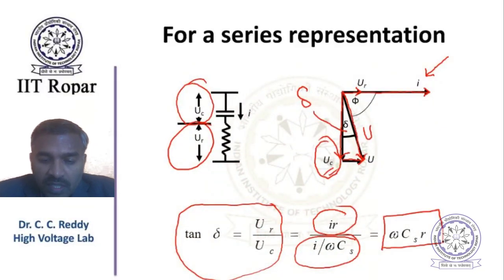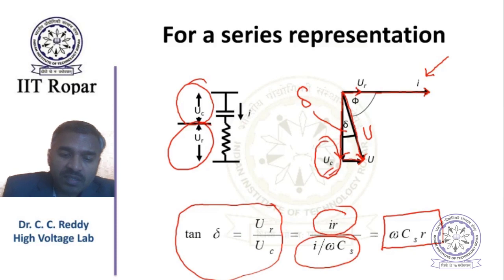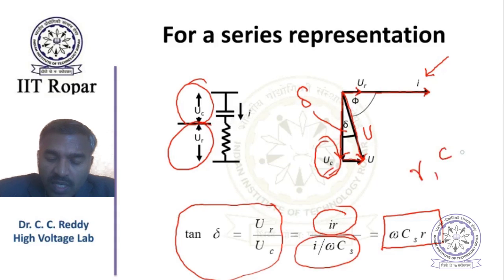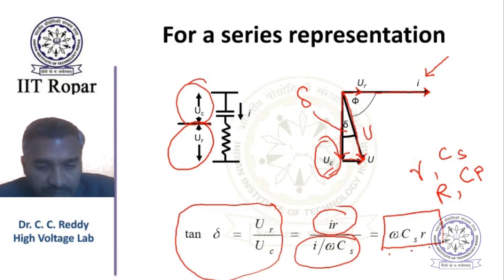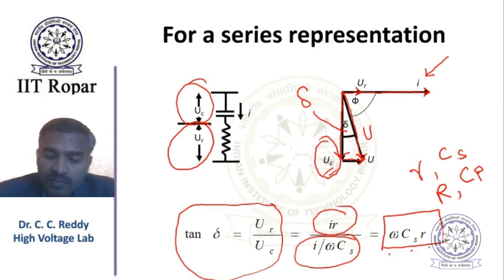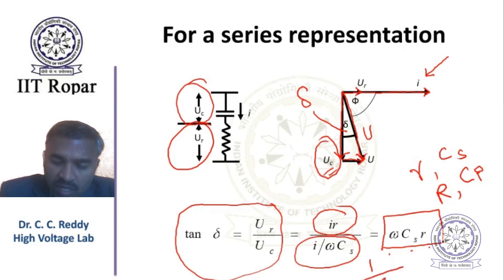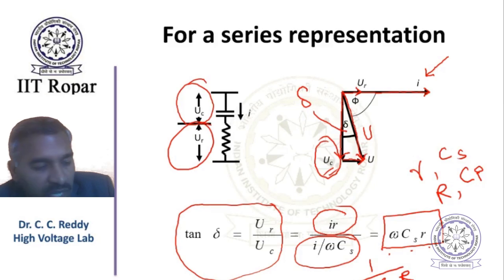So what is the difference here? See, remember, in the series representation, small r and Cs are used. And for parallel representation, capital R and Cp are used. Now here, the tan delta is omega Cs into r. Earlier, what was it for the parallel circuit? It was 1 by omega Cp into R. So how can it be? The units will not change. Sometimes it is 1 by omega Cr and now it is omega Cr.